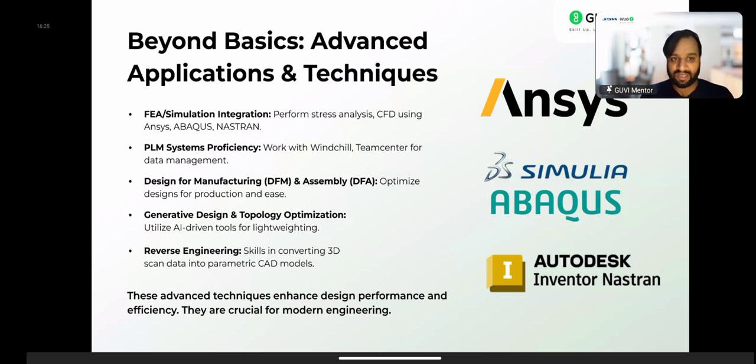For example, you can see simulation integration. You can perform stress analysis, CFD, using software like ANSYS, Abaqus, Nastran. DFM, which we learned about in the previous slide, reverse engineering, generative design and topology optimization. This is an AI-driven tool, and this tool is in Fusion also. Basically, you create your design, and this tool will help you optimize your design, to show how it can be. So these are some advanced applications.